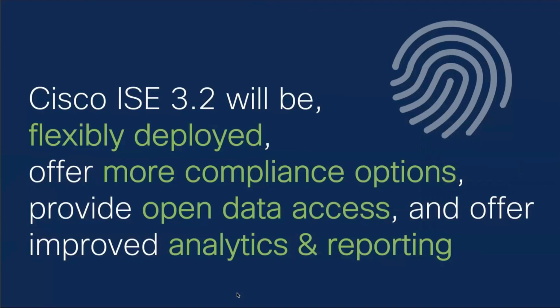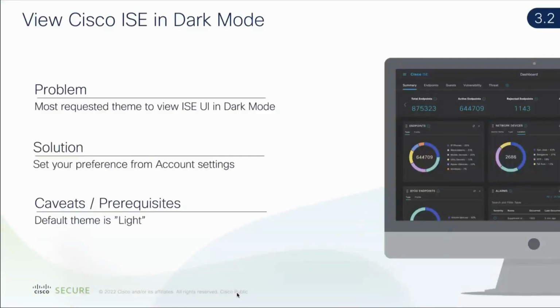Now, this is the theme of ISE 3.2. Basically, ISE 3.2 was built based on these four pillars. ISE 3.2 can be deployed flexibly, offers more compliance options, provides open data access, and offers improved analytics and reporting. Now, let's get into each and every feature, and along with the features, we do have demonstrations for some of the features.